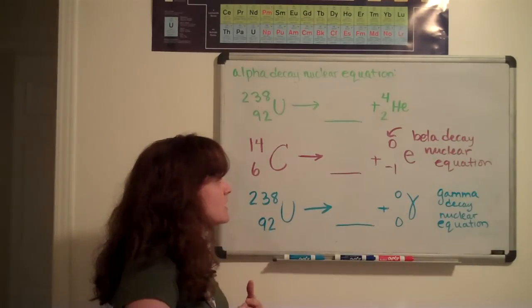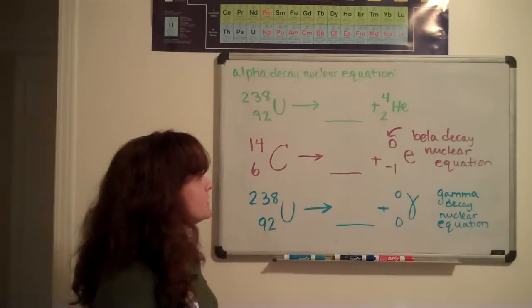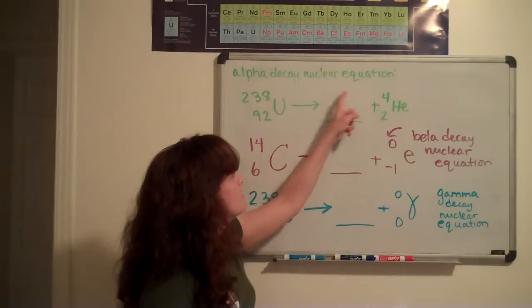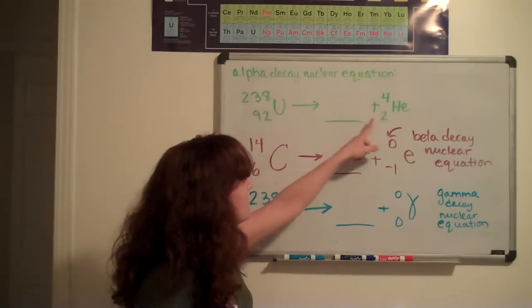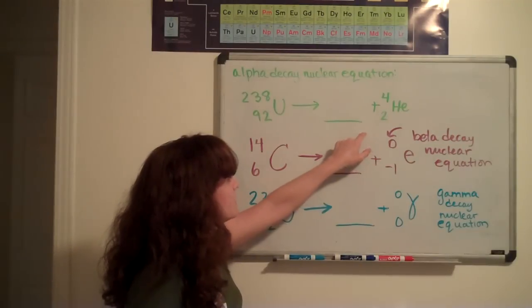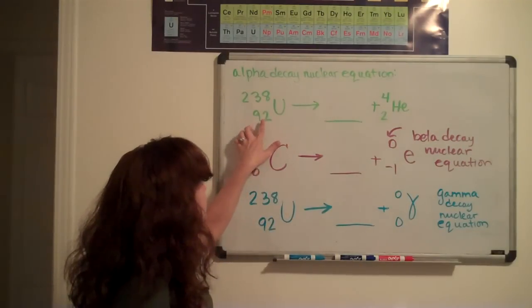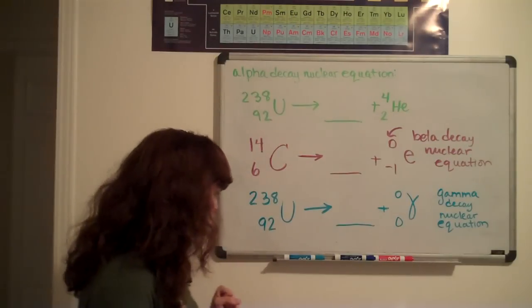And this is pretty much going to be the easiest math that you do in your chemistry class, because all you have to do is make sure that the top numbers add up to the top number over here on the left-hand side, and that the bottom numbers on the right-hand side, the products, add up to be whatever this bottom number is. In this case, it's 92.